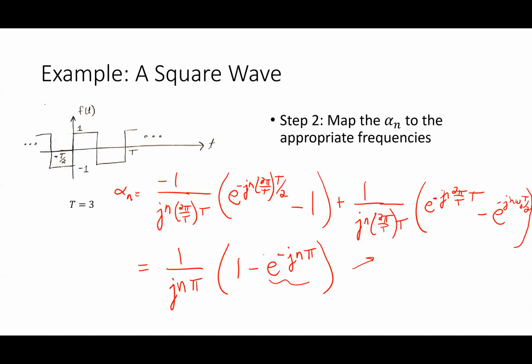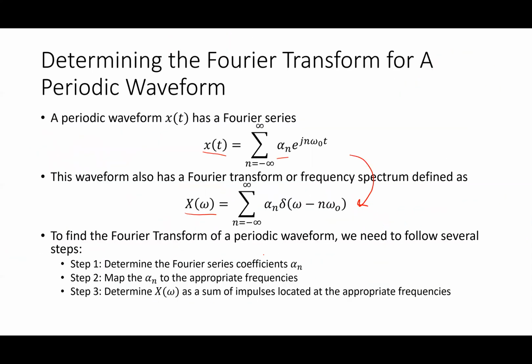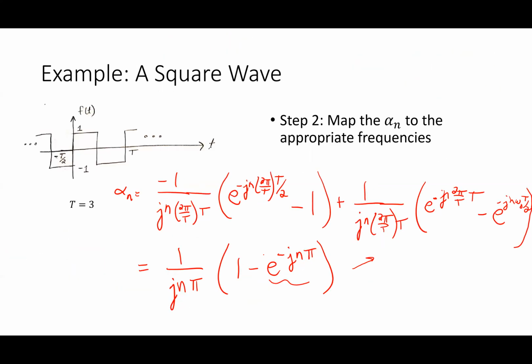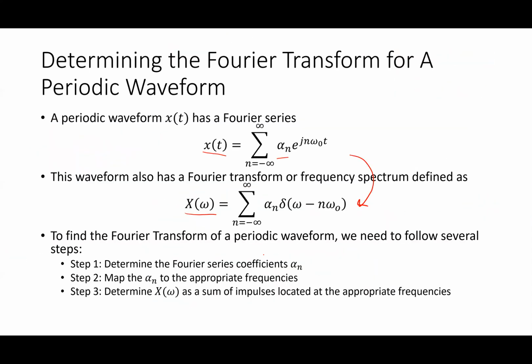Now, what I said is, if I want to get to the Fourier transform, I've got 3 steps. First step is I have to get those Fourier series coefficients. Okay, we're done with that. We got the Fourier series coefficients, we got our alpha n. Next step is to map those to frequencies. Third step is to figure out then the X of omega and get the graphs.